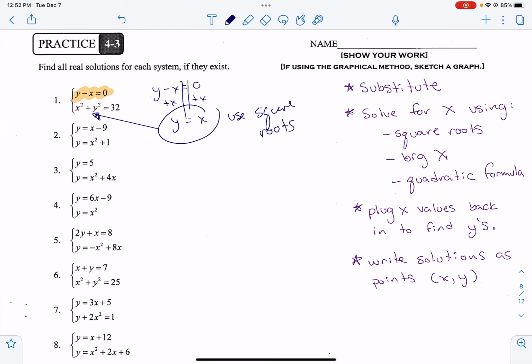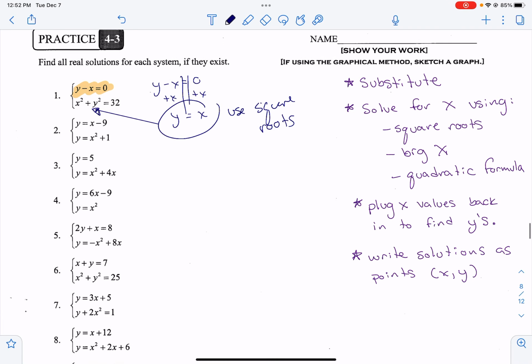All of these problems look a little bit different, but you're going to follow the same steps. And I wrote them down over here on the right. So pause the video and copy down these steps. Step 1 is to substitute. You've got to find y and plug it into the other equation. Step 2 is to solve for x using the square roots, using your big X or the quadratic formula. Step 3 is to take your x values, if you got any, and plug them in to find your y values. And then step 4 is to write your solutions as points, (x, y). Good luck.